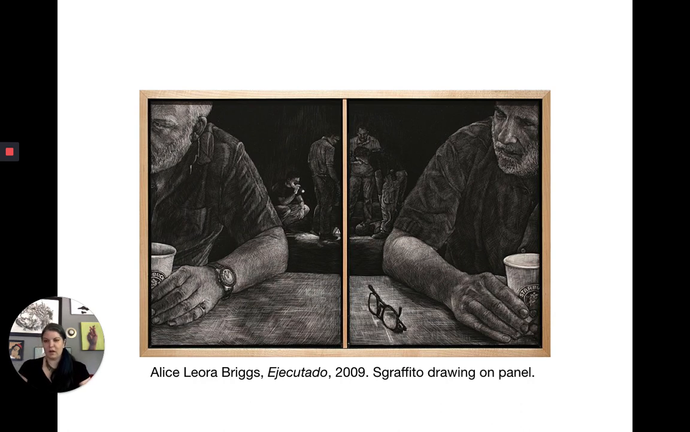So let's look at this piece by Alice Leora Briggs. And here we see that she creates this kind of split scene. So we have the same scene from slightly different perspectives twice next to each other, which makes it a little bit interesting and dynamic in and of itself because it's sort of a strange composition. And here she uses the man who's in the foreground with his Starbucks, with his coffee cup there. She uses him kind of as the frame for what's happening in the background, right?